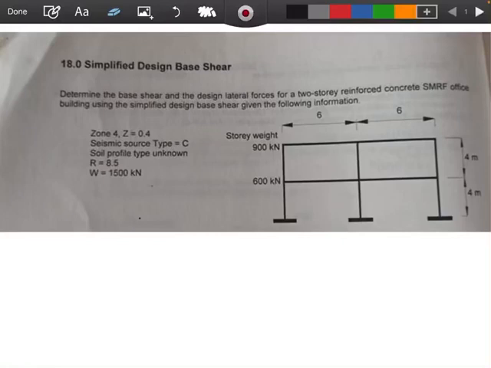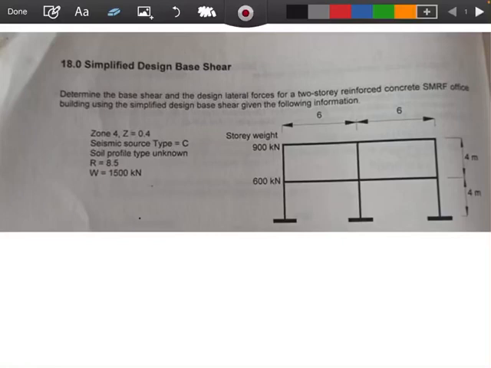The problem here is to determine the base shear and the design lateral force for a two-story reinforced concrete special moment resisting frame office building using the simplified design base shear, given the following information. The height of the building is 8 meters and the width is 12 meters, with a story weight of 900 kilonewton above and 600 kilonewton at the second floor.